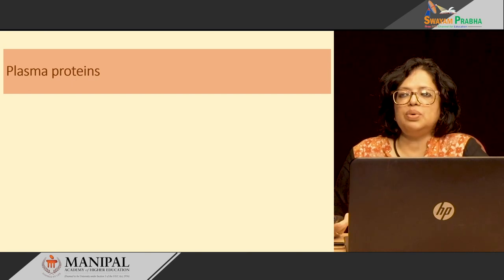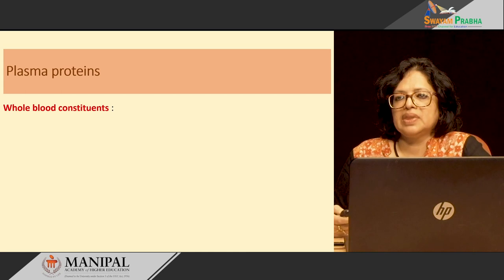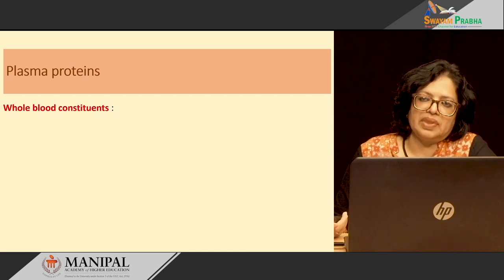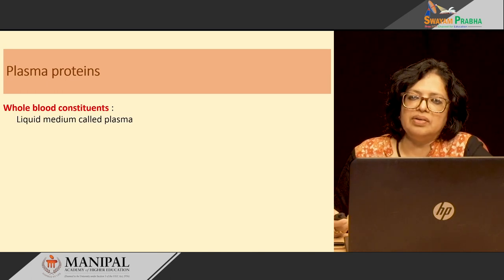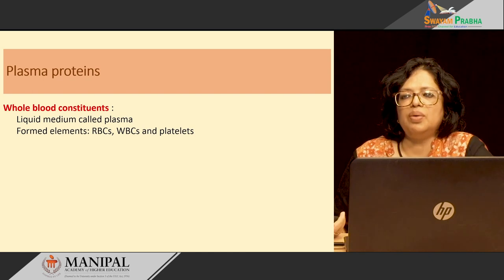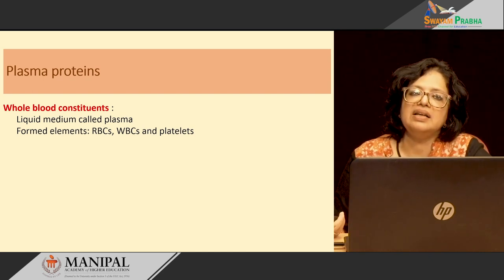Coming to a special group of proteins which are called the plasma proteins, we need to understand first what is plasma. In the blood, we have a liquid medium called plasma, and the formed elements called the red blood cells, white blood cells, and platelets.